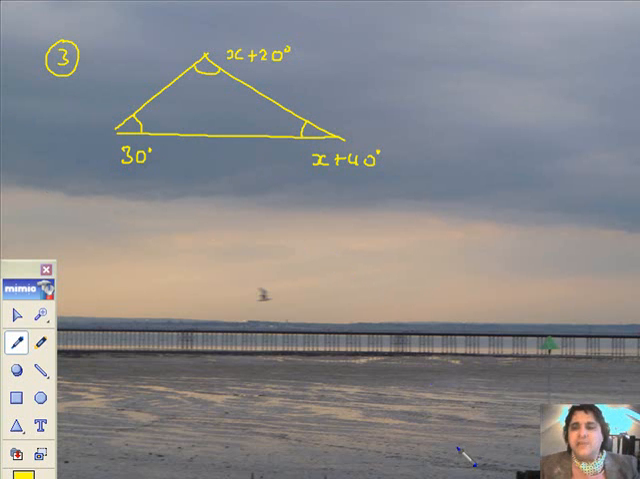Incidentally, the background is what Southend looks like, round about 8 o'clock in the evening on a summer's day. So that's Southend.